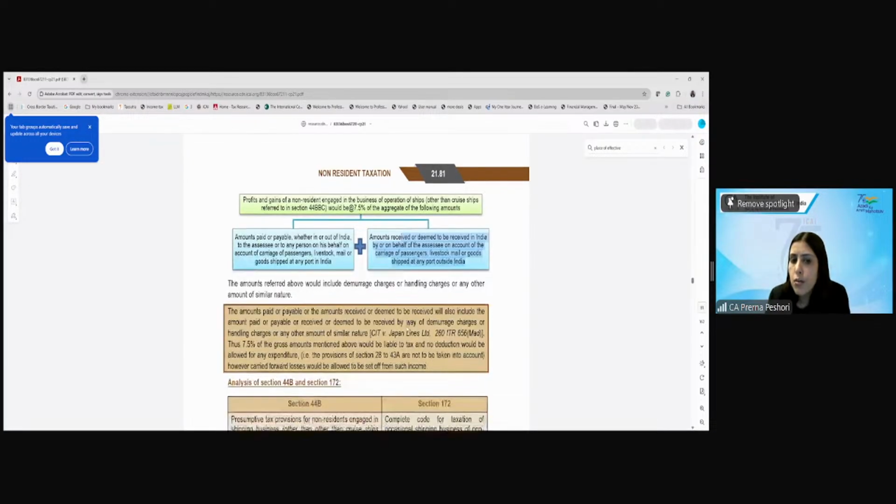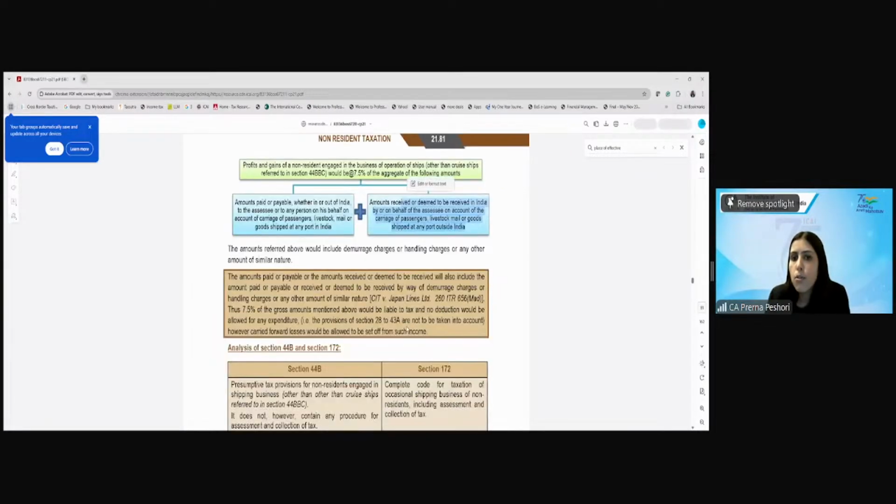These amounts would include the demurrage or the handling charges, right? So both of these amounts will be included. What is the demurrage charge?